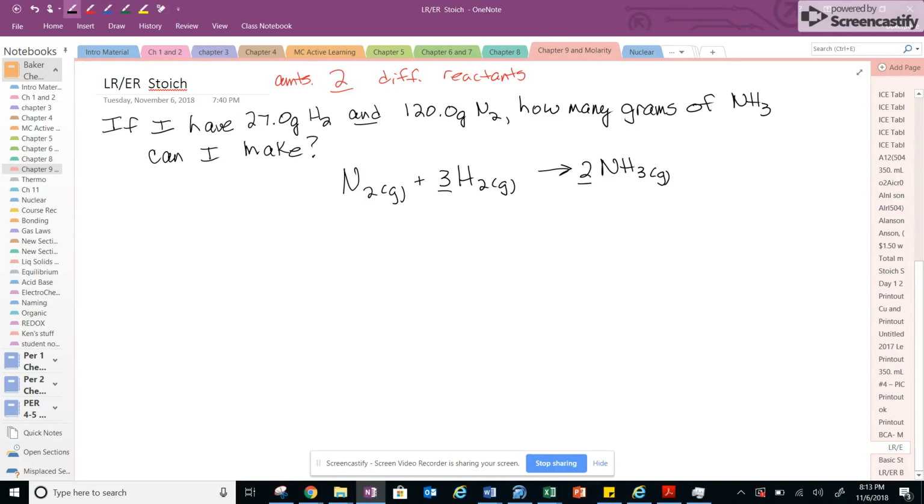Well, if we're doing this in the stoichiometry method way, and there's going to be another video where I'm going to show you another method, what we're going to do is take each reactant and solve for the amount of product it would be able to make. So let's go ahead and do this, and then I'll talk about what we're going to do with it.